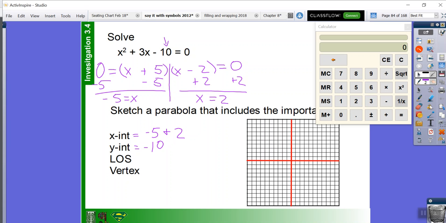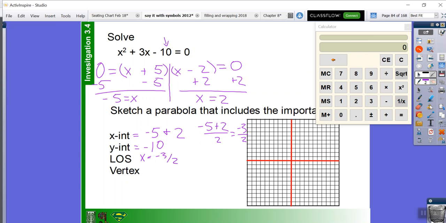The line of symmetry is halfway between the two x-intercepts, so we've got negative 5 plus 2, and then we're going to divide it by 2. So we've got negative 3 over 2. That's going to be our x value. So x equals negative 3 over 2.